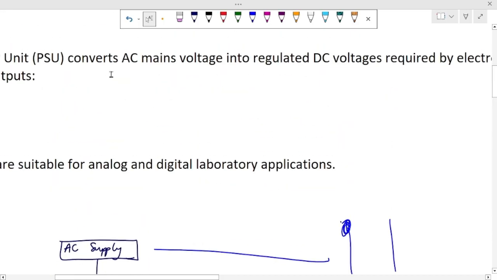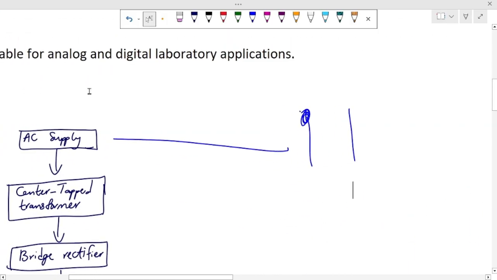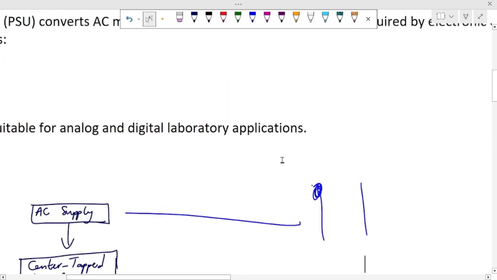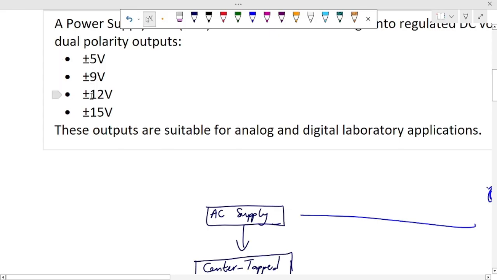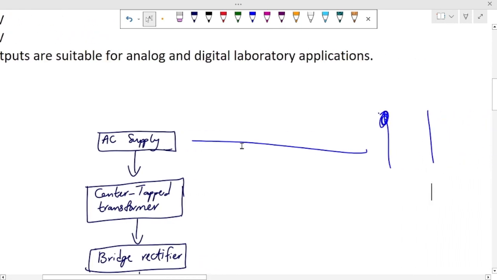But remember, what we need as our output is what? We should have one side that is positive, one side that is negative, then 5, 9, 12, and 15. Are we following? Our supply is coming in as AC, not DC, because this is DC: you have positive and negative. AC comes in, and this AC is also high. It's not certain whether it is 5, 9 or a certain voltage. So it has to come into a center tap transformer first.